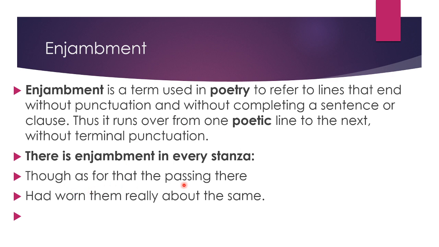So, here I have two lines from the poem. "Though as for that the passing there had worn them really about the same." Now, if you see this first line, after "there" there's no punctuation mark, no question mark, no semicolon or colon or comma, nothing is there. That means this line is running over to the next line. This line is not complete here. After "same" there's a full stop. That means this whole is one complete sentence. So this literary device is called enjambment. When one poetic line runs on to the next poetic line and does not end there, that is called enjambment.